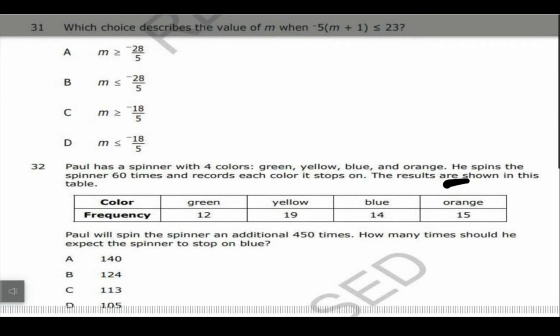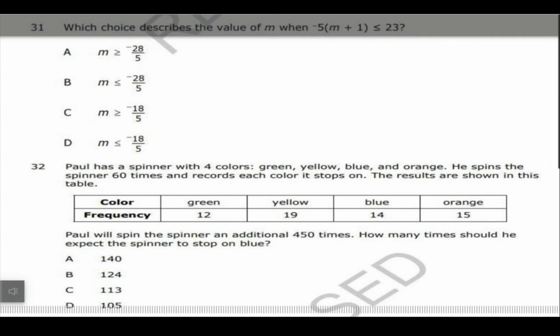For 32, okay, this is a probability question, so it says Paul has a spinner with 4 colors, green, yellow, blue, and orange. Okay, he spins it 60 times and records each color. All right, the results are below. It says Paul will spin an additional 450 times. How many times should he expect the spinner to stop on blue?